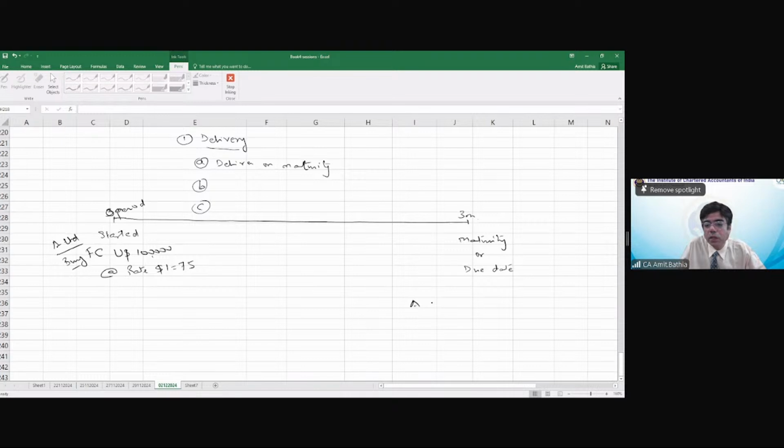So A Limited has to pay to the bank 75 lakh rupees, and the bank is going to in turn give $1 lakh to A Limited. This is the obligation under the forward contract. So on maturity, A Limited pays 75 lakhs to the bank, the bank will give $1 lakh to A Limited, and the forward contract is terminated. It comes to conclusion.